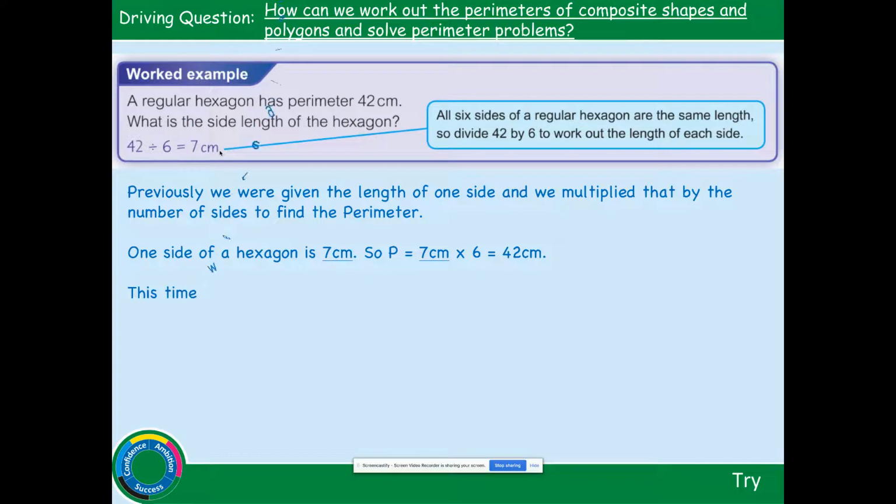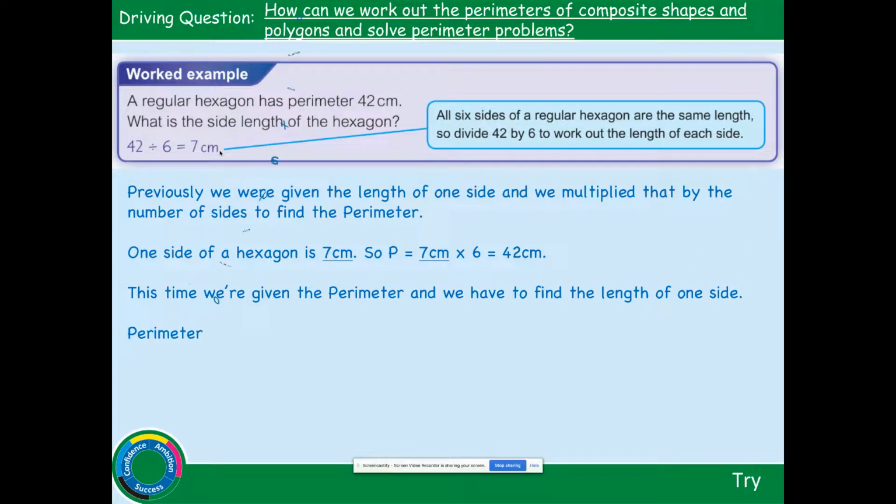But the question above, we're now going to look at, we're given the answer, if you like. So we're given the perimeter, and we've got to find what one side is. So to find that one length, we have to divide by the number of sides. So if we've got a hexagon that's 42 centimetres for its perimeter, to find the length of one side, we do 42, which is the perimeter, divide by 6, the number of sides on a hexagon, and that will give us 7. 7 is the length of one side of a regular hexagon.